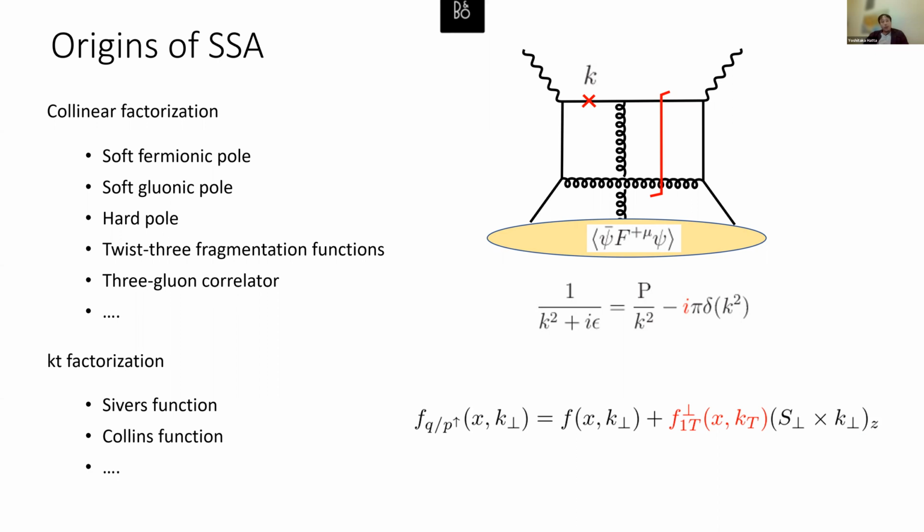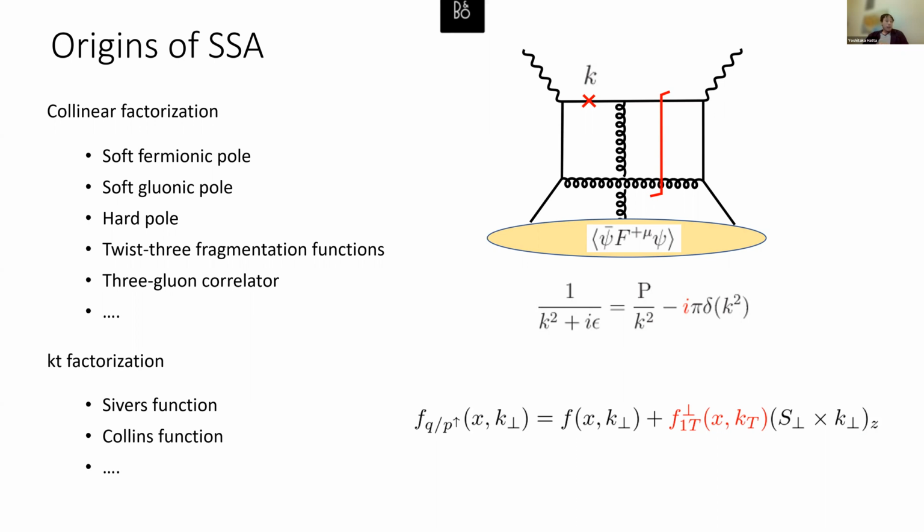And there are actually different ways to get this i. The one that I just explained is called the soft gluonic pole, which is related to the so-called Qiu-Sterman function. This quark-gluon-quark function is known as the Qiu-Sterman function. And you can also get the i from the fragmentation function. If you go to twist-three, then the fragmentation function itself becomes complex. So you get the i from the fragmentation function. So that's another origin of the single spin asymmetry.